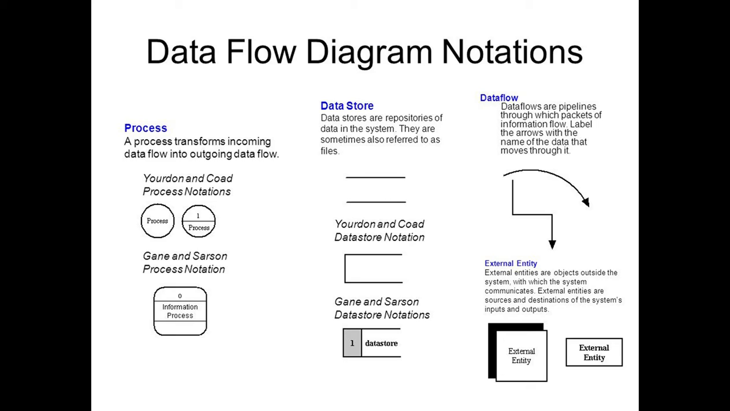The data flow diagram has various notations. In data flow diagram, the circle represents the process. A process transforms incoming data flow into outgoing data flow.